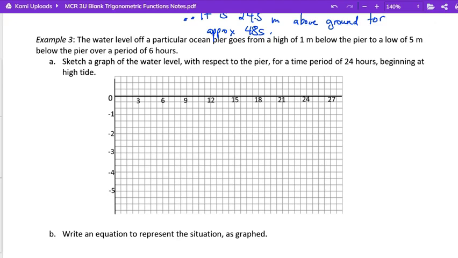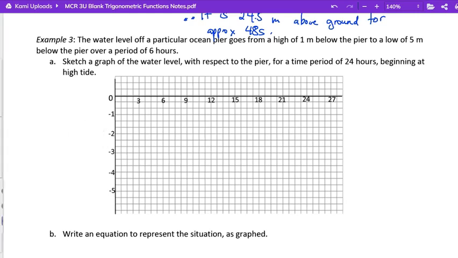The water at high tide is 1 meter below the pier. And at low tide, this again brings us back to grade 9 science, isn't that so fun, at low tide it is a full 5 meters below the pier. So what is the difference between high tide and low tide? How many meters? 4 meters. Beautiful. It's not our full amplitude, right?